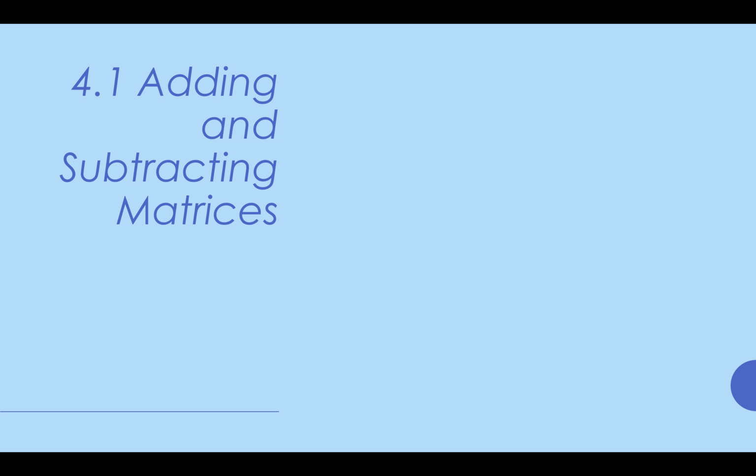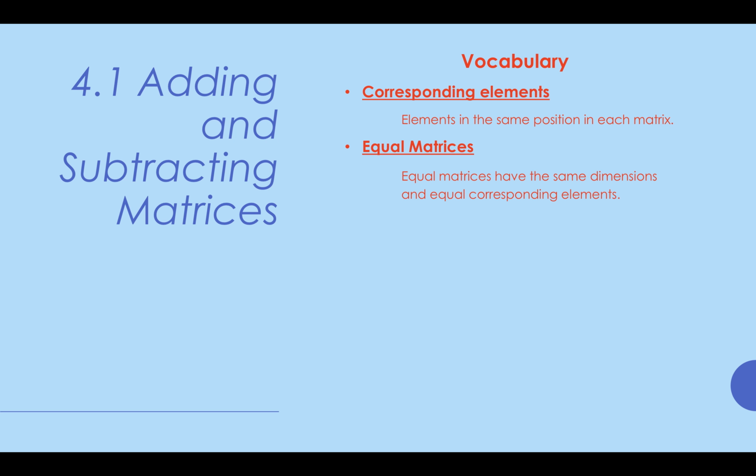So I'm going over unit 4.1, adding and subtracting. We're going to go over some vocabulary first. The first vocab word is corresponding elements, and these are elements in the same position in each matrix. Equal matrices have the same dimensions and equal corresponding elements.